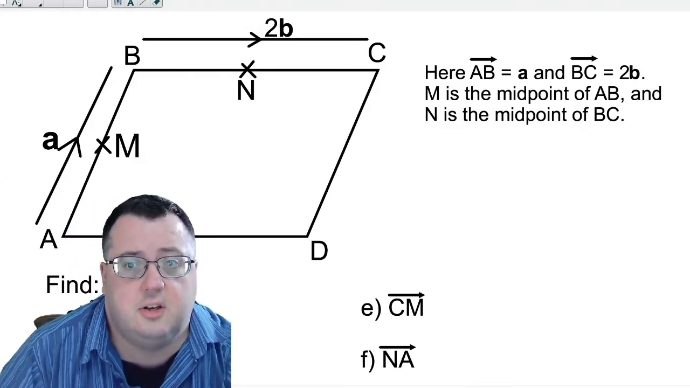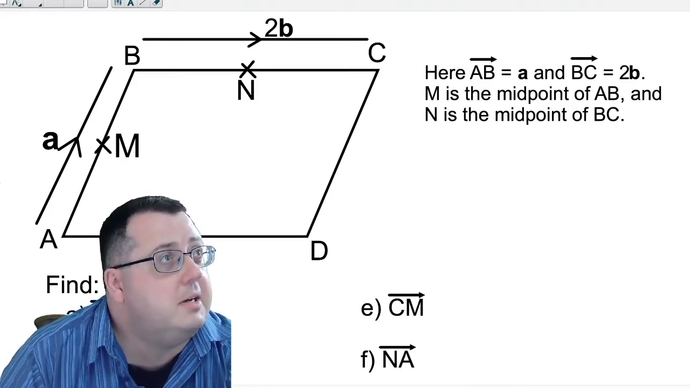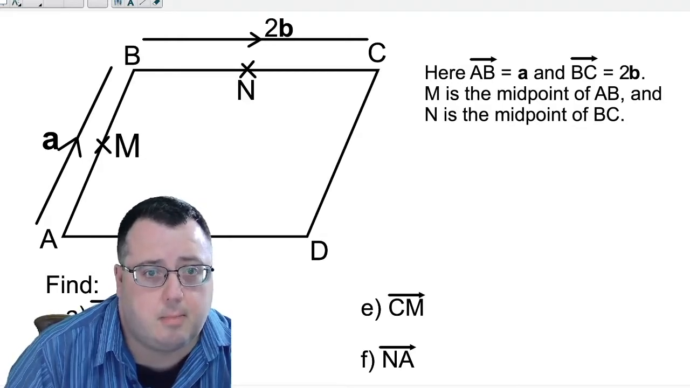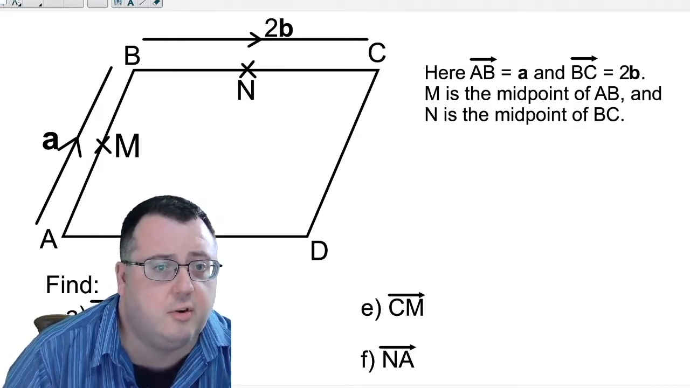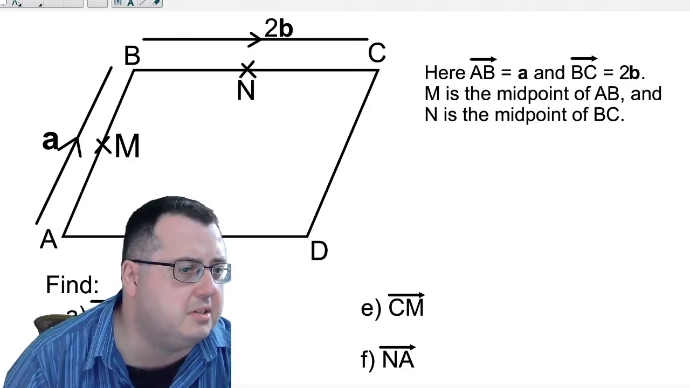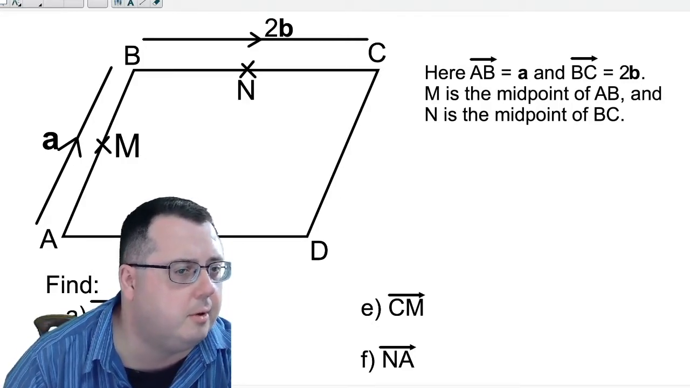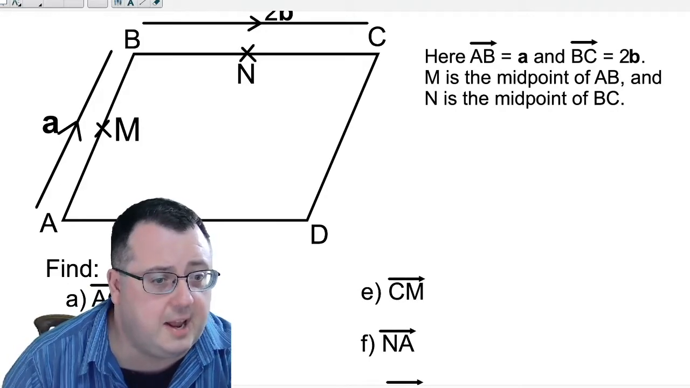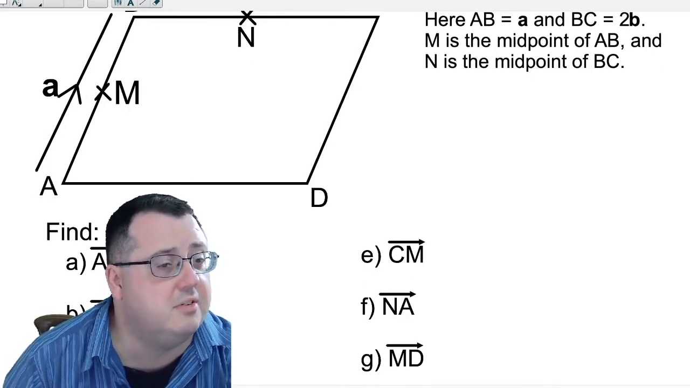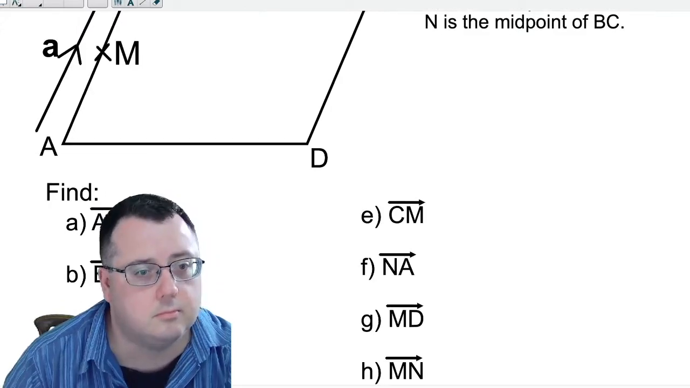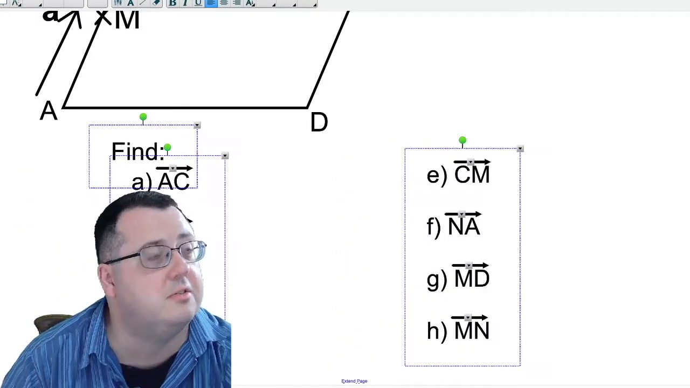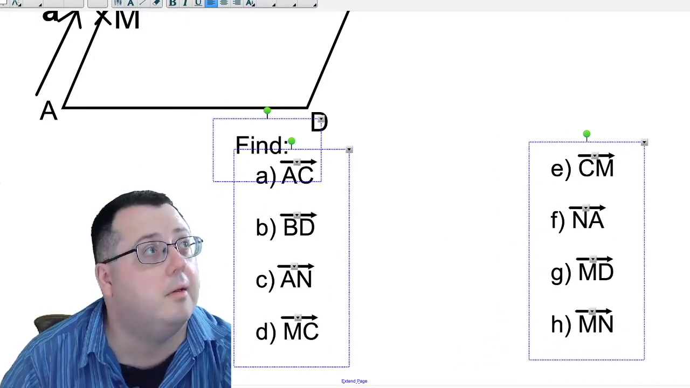Okay, so M is the midpoint of AB and N is the midpoint of BC. So N is halfway along BC and M is halfway along AB. Alright, so here are some questions. We want to go from A to C is the first one. Let me move this over so I've got a bit more space to operate with.